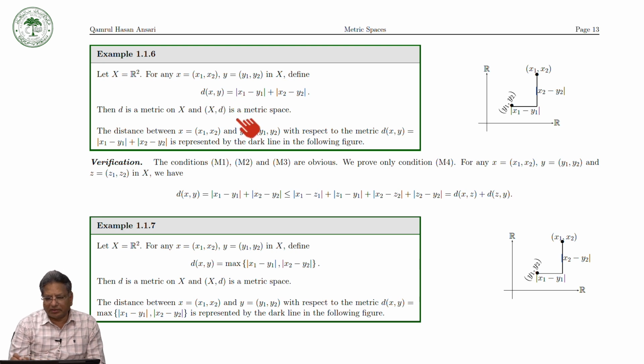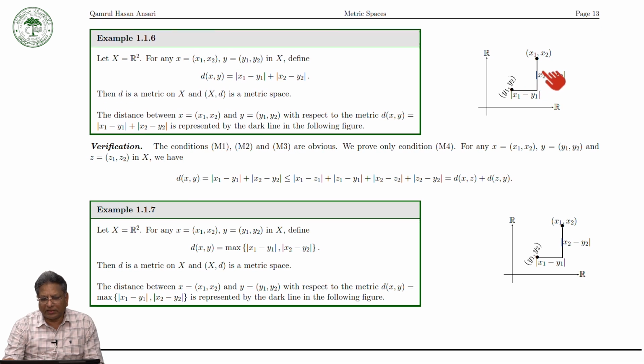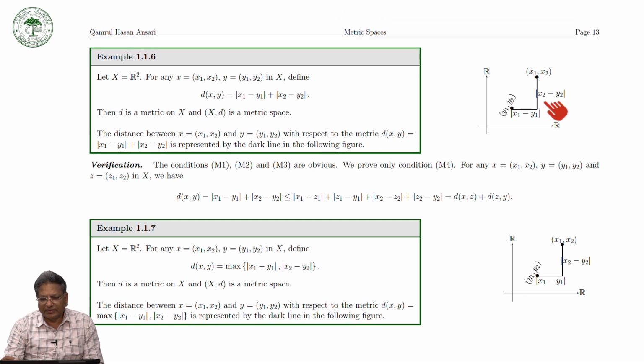The meaning is that here you can see that this is your point x and this is your point y. The coordinates of x are x1, y1, and the coordinates of y are y1, y2. Then the distance between x and y is this distance plus this distance.